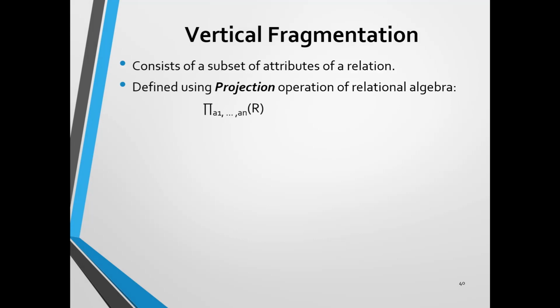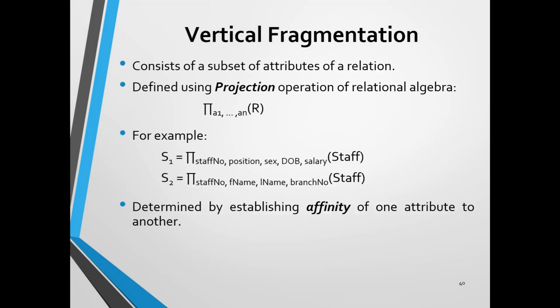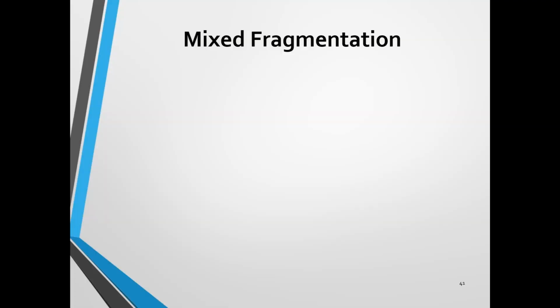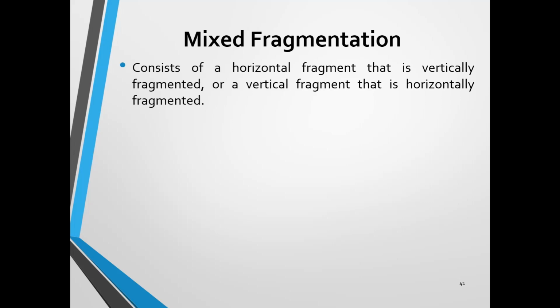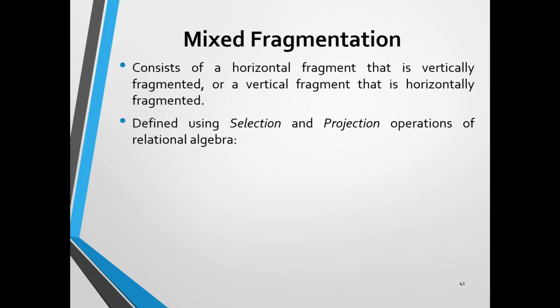Vertical fragmentation consists of a subset of attributes of a relation, defined using projection operation of relational algebra. For example, determined by establishing affinity of one attribute to another. So we have mixed fragmentation, consists of a horizontal fragment that is vertically fragmented or a vertical fragment that is horizontally fragmented, defined using selection and projection operations of relational algebra.